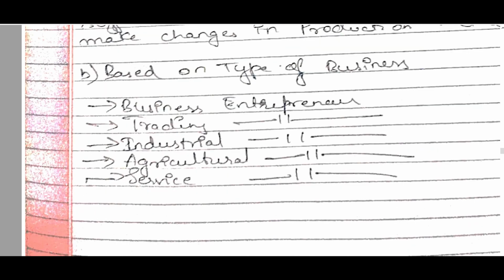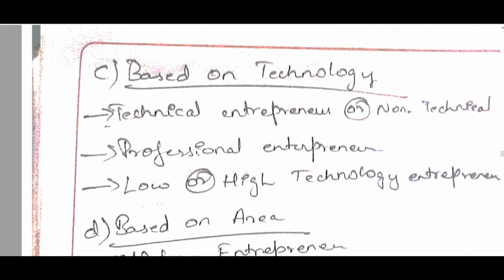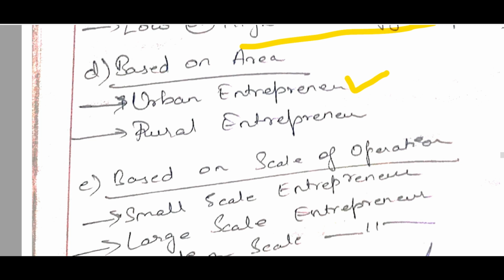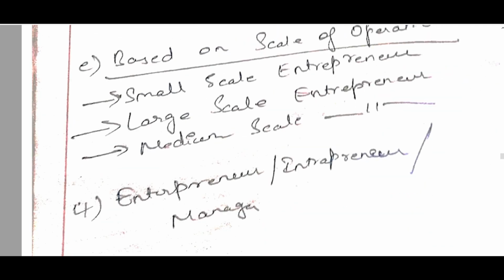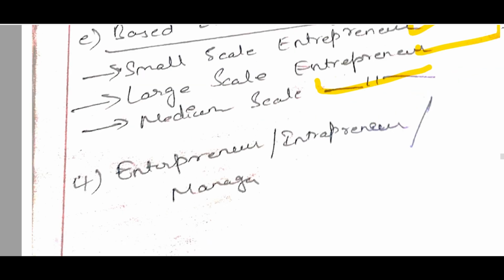Based on types of business: trading entrepreneur, industrial entrepreneur, agricultural entrepreneur, service entrepreneur. You can memorize it, it is simple. Based on technology: technical or non-technical entrepreneur, professional entrepreneur, low technology entrepreneur or high technology entrepreneur. Based on area: urban entrepreneur, rural entrepreneur. Based on scale of operation: small scale entrepreneur, medium scale entrepreneur, large scale entrepreneur.